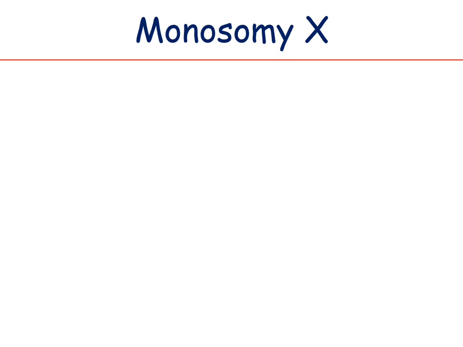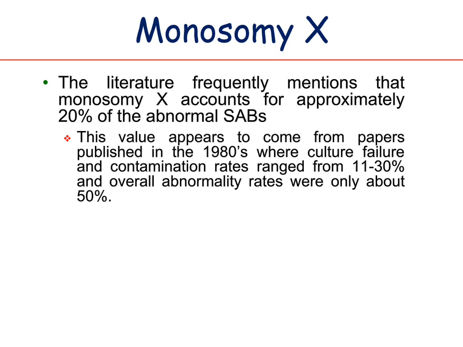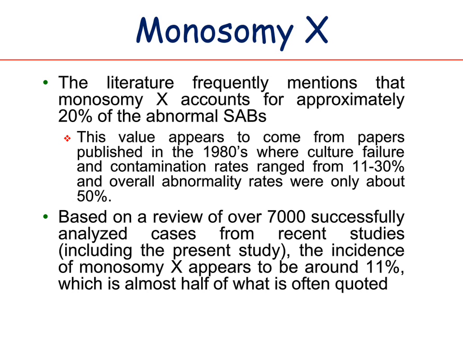Monosomy X, as I said, before that publication, you looked in the literature and you saw it accounted for about 20% of the abnormal miscarriages. And that value really came from papers published in the 80s where culture failure rates and contamination rates ranged from 11 to 30%, and the overall abnormality rates were only about 50%. So based on a review of over 7,000 successfully analyzed cases from the more recent studies, including the Mount Sinai study, the incidence of monosomy X appears to be really closer to 11%, which is almost half of what was quoted before that.